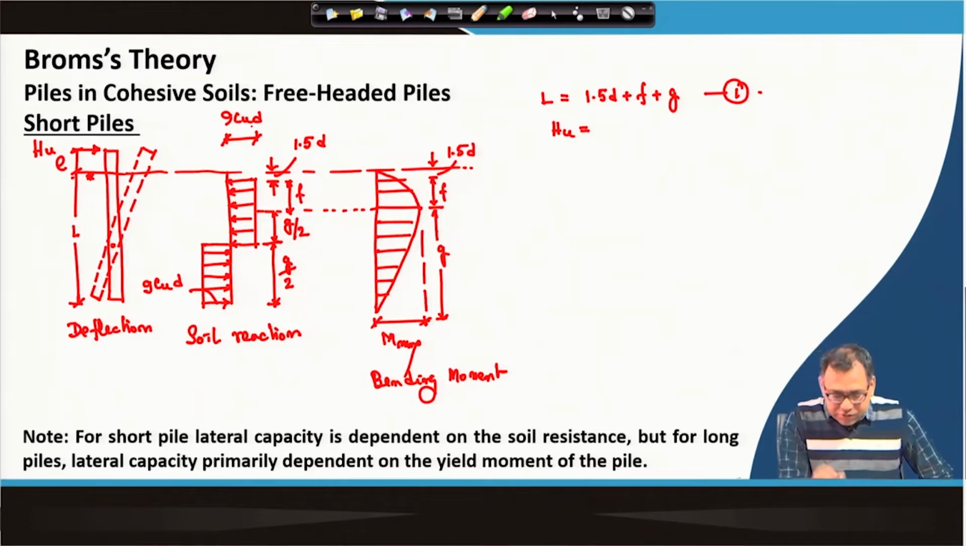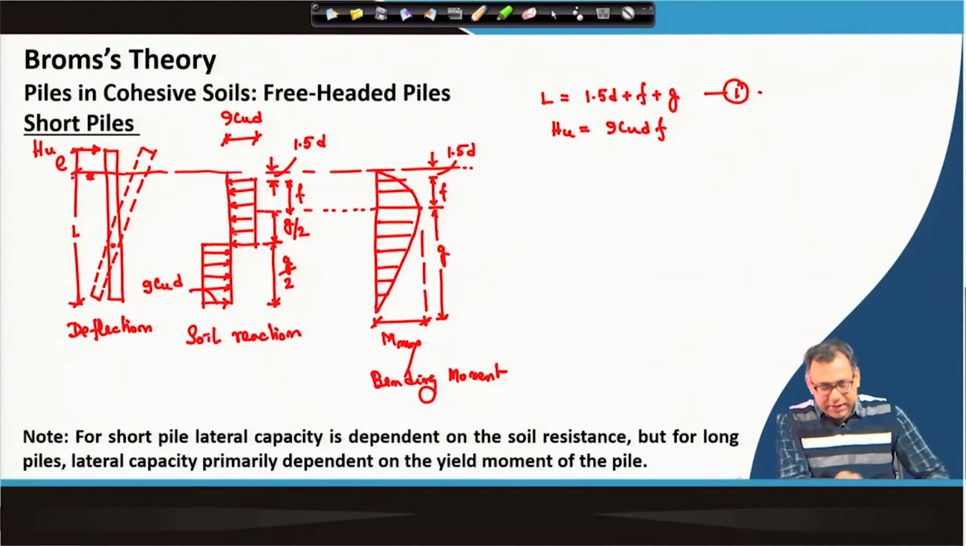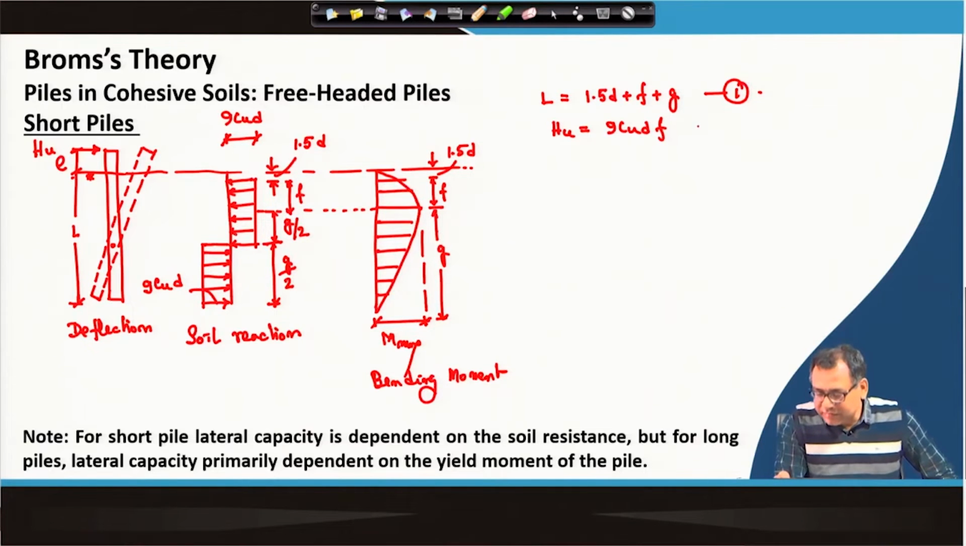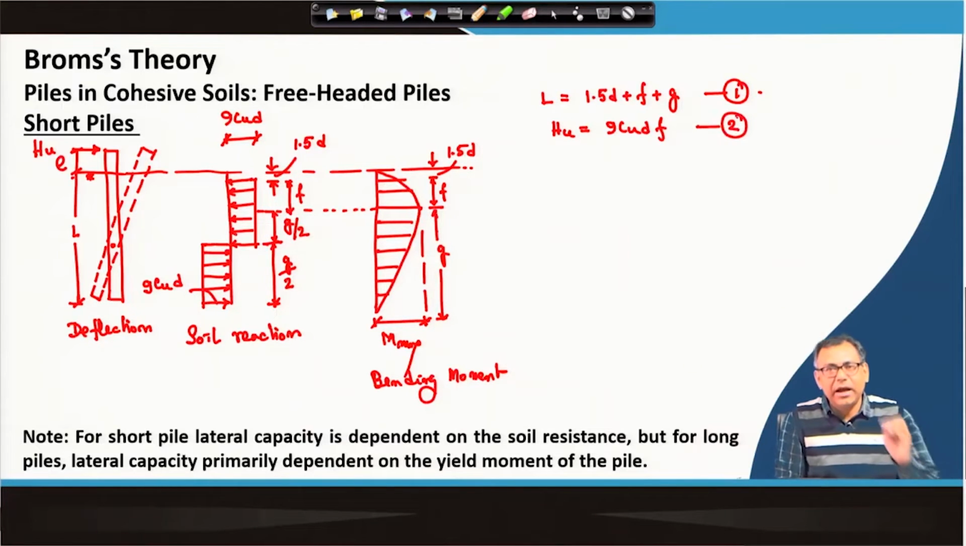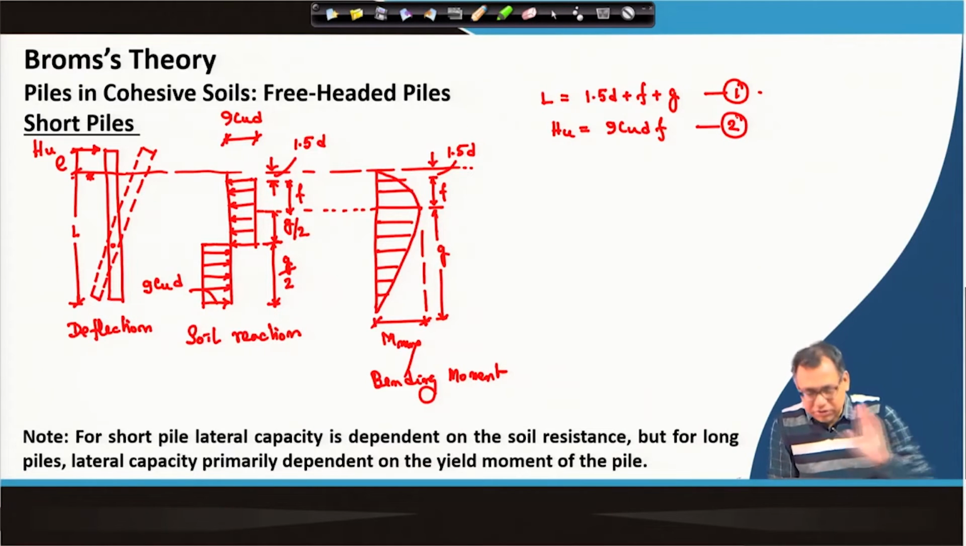So, I can write the HU will be 9 CuD into f, because 9 CuD is that pressure distribution acting into the f zone, because G by 2 is canceled out. So, that region or that area within the f, 1.5 D to f distance, is giving the soil resistance or the lateral load capacity of the pile. So, this is equation number 2. Ultimately I want to calculate the HU value.